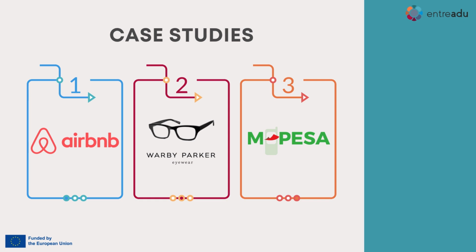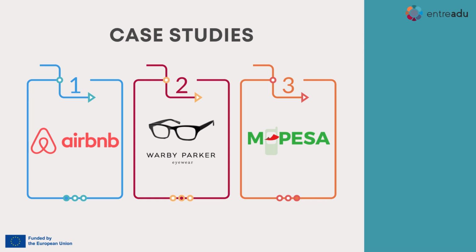The second case study is about Warby Parker. The founders identified a problem: eyeglasses were too expensive. Their creative solution wasn't just about lower prices, but redesigning the entire business model by cutting out middlemen, designing in-house and implementing a direct-to-consumer approach with a home try-on program. This creative problem-solving approach disrupted the eyewear industry.